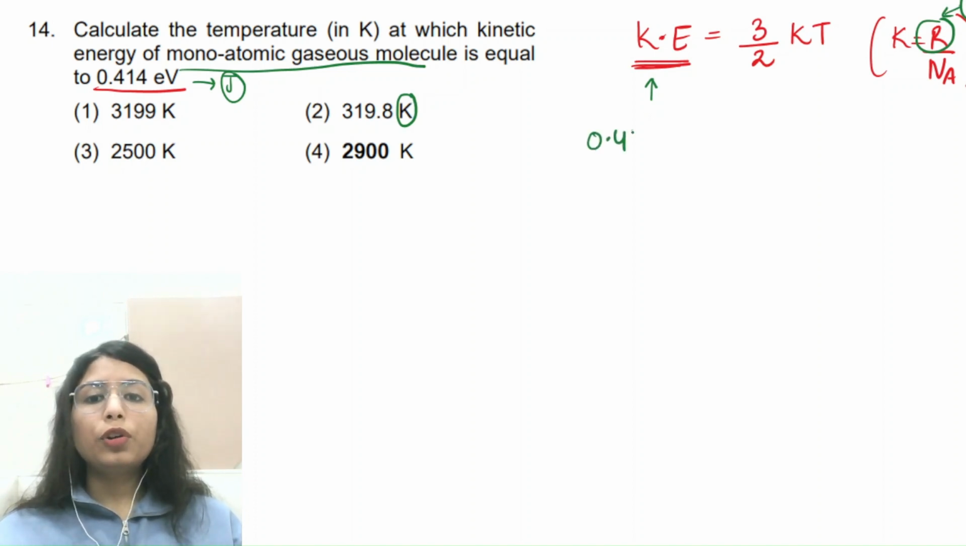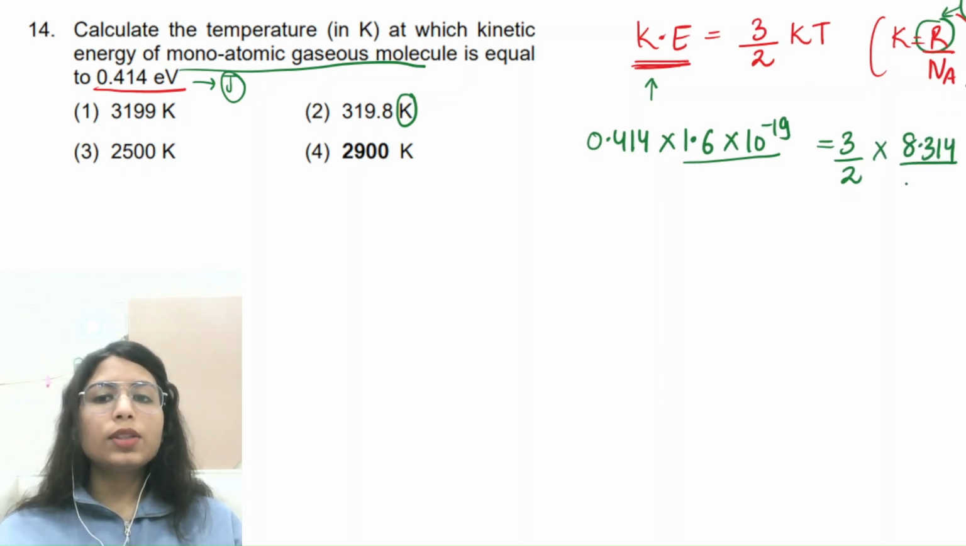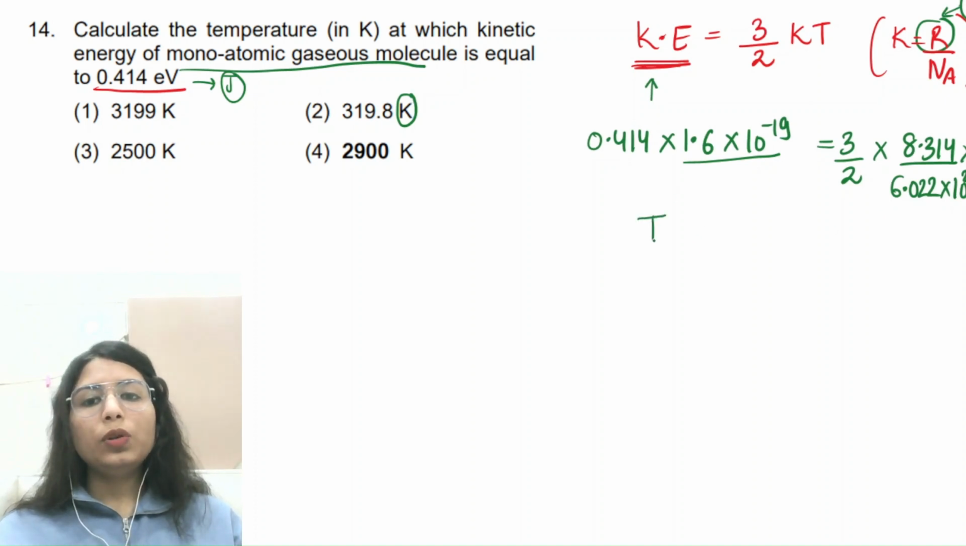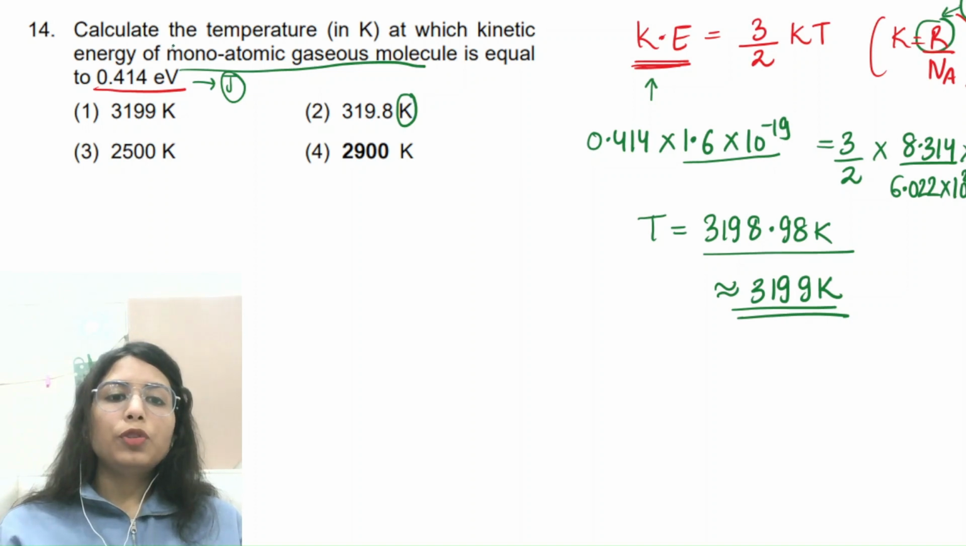So 0.414 into 1.6 into 10 raised to the power minus 19. This conversion factor you have to use in order to convert it into joules, and then you have to equate it with 3/2 into R in joules, which is 8.314, over Na, which is Avogadro's number, 6.022 into 10 raised to the power 23, into temperature. When you solve this, you will get your answer near about 3198.98 Kelvin, which is nearly equal to 3199 Kelvin. So the correct answer would be your first one.